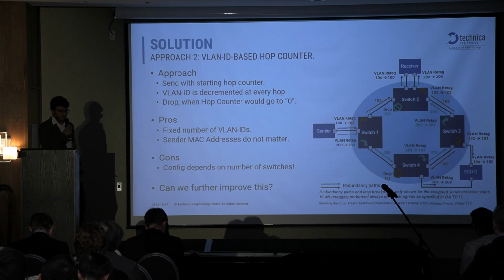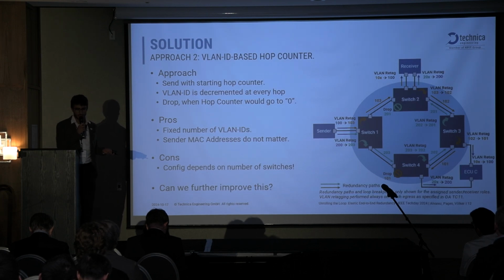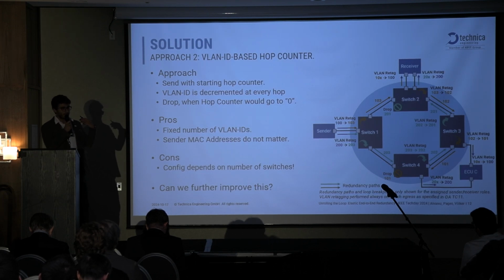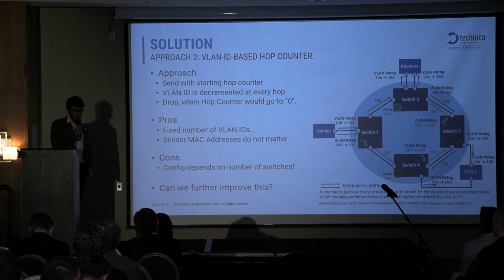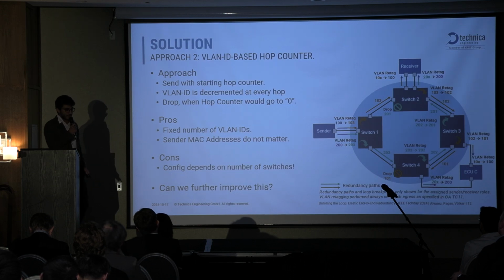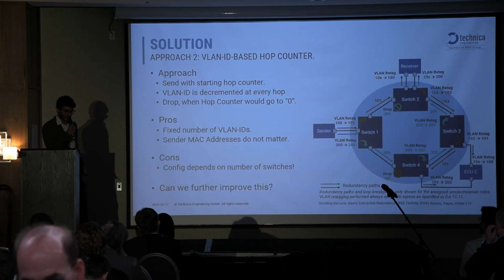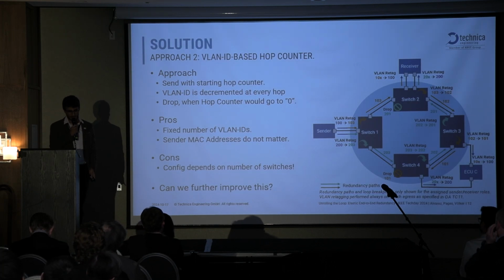Which are the benefits of this solution? Well, first, we have a fixed number of VLAN IDs, and the configuration is the same for all the switches, right? The switch just does a first retagging with the initial value of the counter and drops the frames when this value has reached a certain value. So in this case, the configuration will be the same for all of them. And also, the MAC addresses of the senders do not matter for us, because all the configuration, all the filtering mechanisms, and all the rules are VLAN ID based.